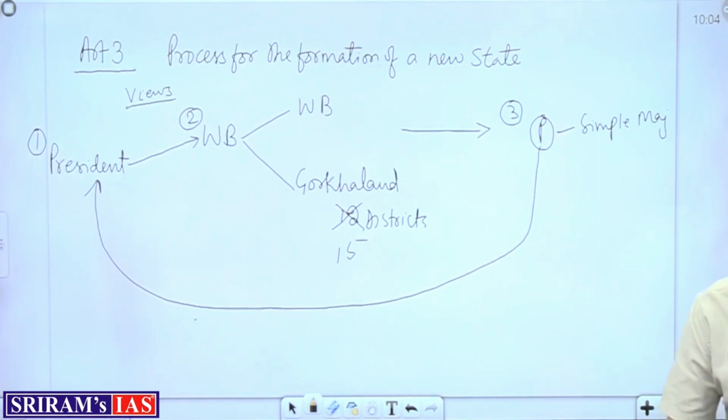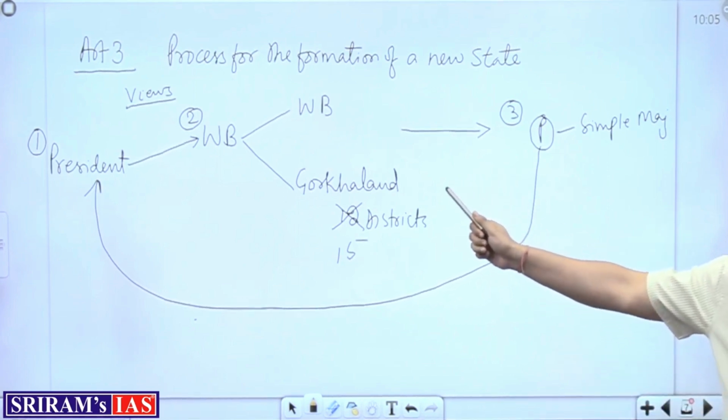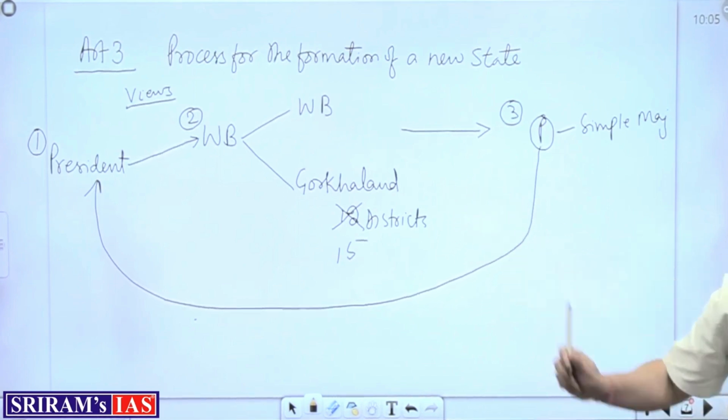So, in every ministry we have got different departments. For example, in the Ministry of Home Affairs, we have got different departments like Department of Internal Security, Department of Official Language, Department of Border Roads, then we have got Department of the State of Jammu and Kashmir, we have got Department of States. So, the Department of States is given the task of framing or drafting the bill.